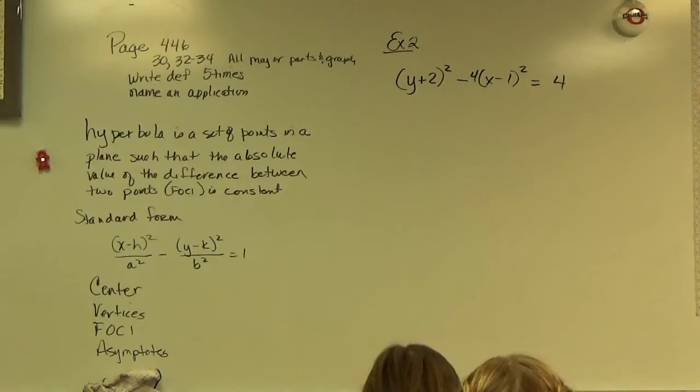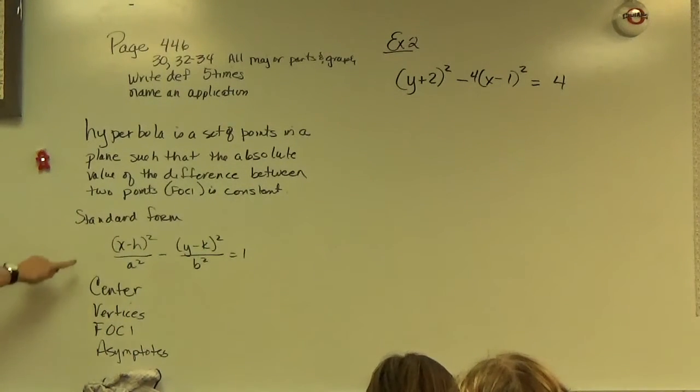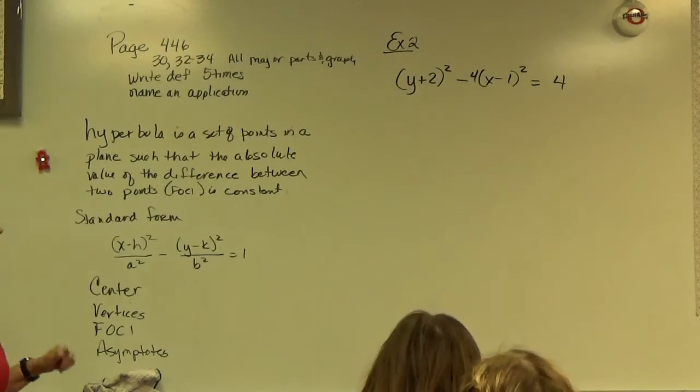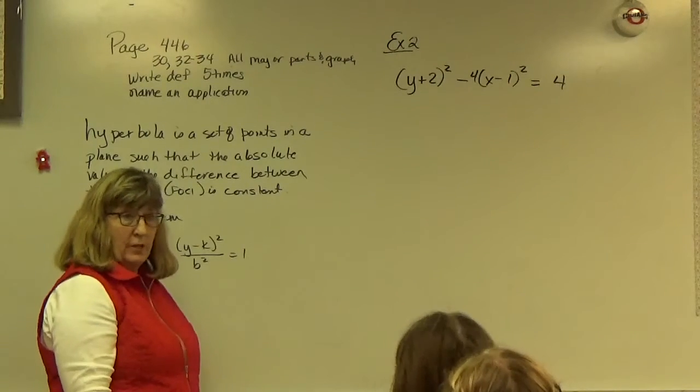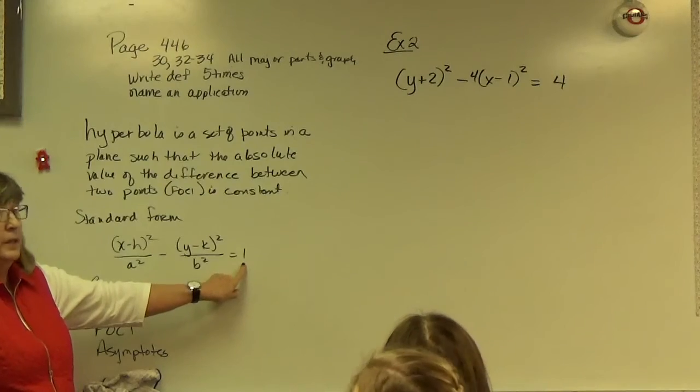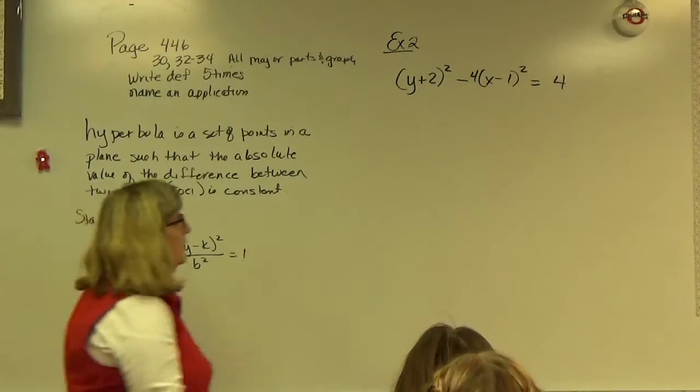Okay, what's wrong? Is it in standard form? What do I need to do? Divide by 4. And I get, you're Robert, right? Okay, you gotta divide by 4. Does everybody agree we gotta divide by 4? Why? Because you want the constant to be 1. You want it to equal 1, so we're gonna divide by 4.